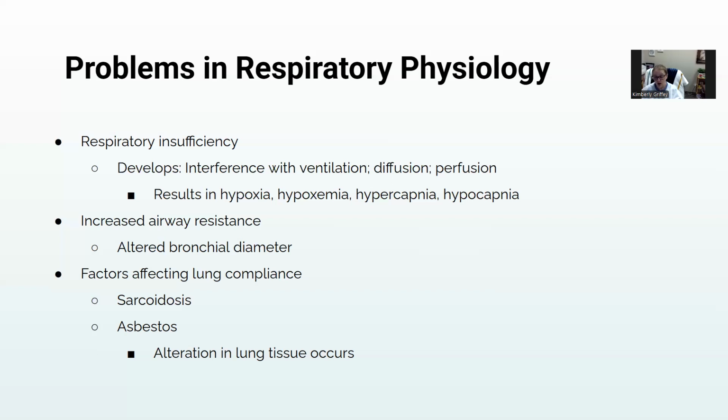Hypoxia is decreased oxygen in inspired air into the cells. Hypoxemia is a decrease in oxygen in the blood. Remember, emia is always going to mean blood. Hypocapnia is decreased carbon dioxide in the blood, and hypercapnia is when you have an increase in CO2 in the blood.